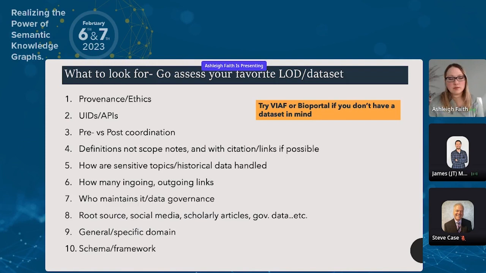You also have a question in the chat, if you want to take that now. I cannot see the chat, so if you can tell me. I can read it to you. Yes, please. It says, Ashleigh, you highlight provenance. How often do you run into scenarios where temporality should be in your top 10 what to look for issues? Perhaps it's part of number 5, sensitive topics / historical data.